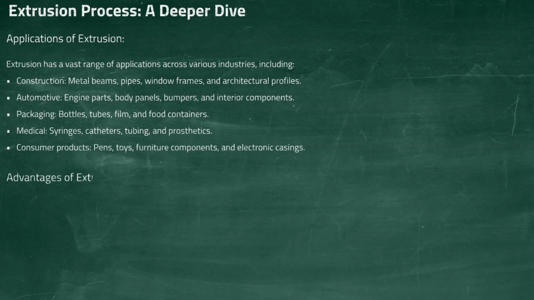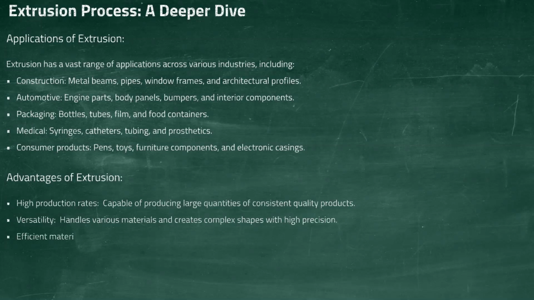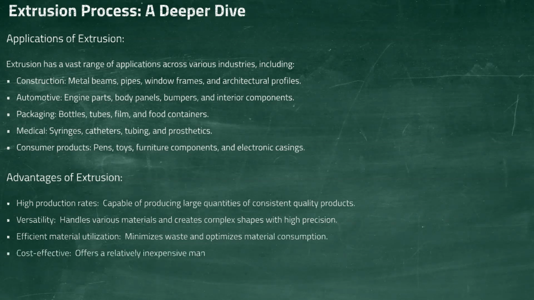Advantages of extrusion. High production rates: capable of producing large quantities of consistent quality products. Versatility: handles various materials and creates complex shapes with high precision. Efficient material utilization: minimizes waste and optimizes material consumption. Cost-effective: offers a relatively inexpensive manufacturing process for high-volume production.